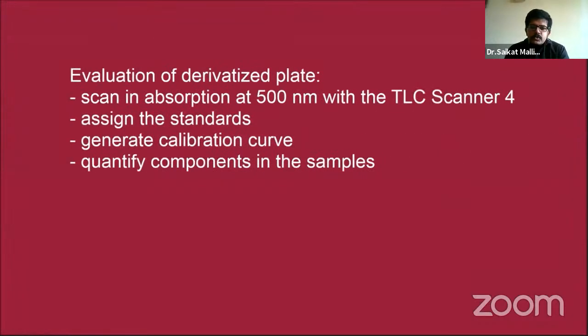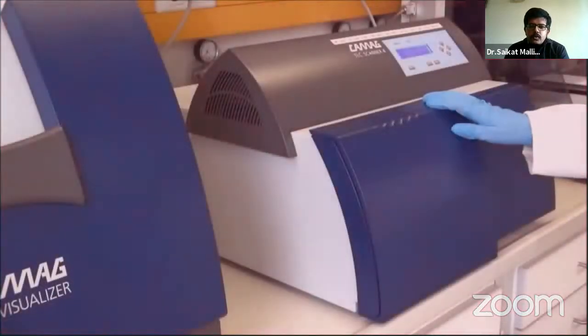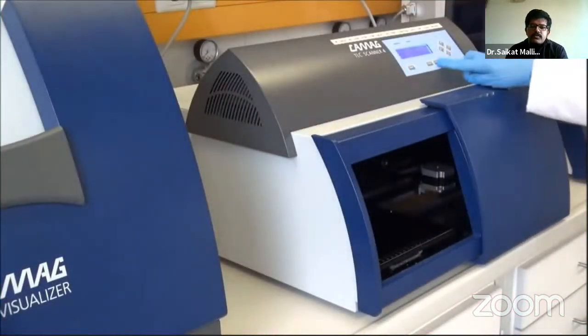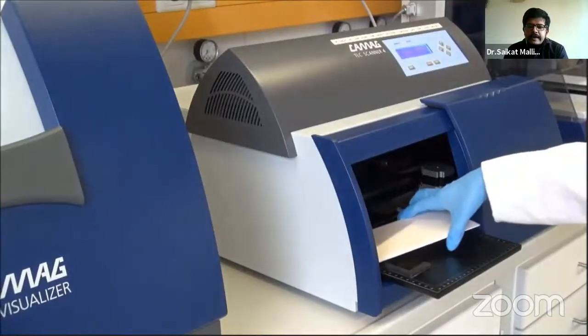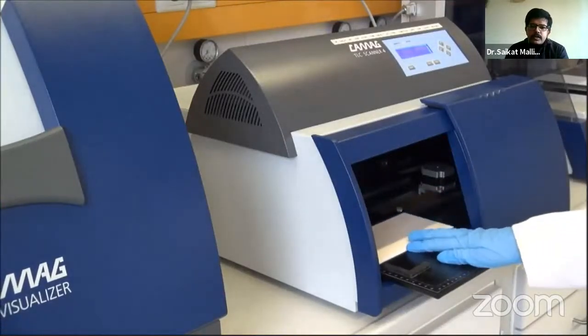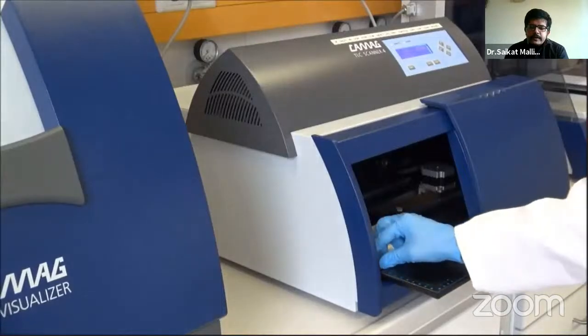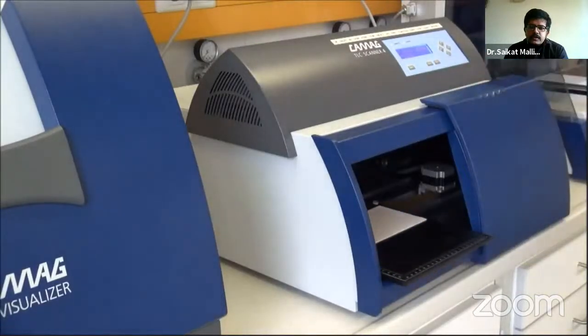Now the next step is to scan the plate at 500 nanometers. This is a selective wavelength of light. Like you have the VIBGYOR, so the white light has all the colors, violet, indigo, blue, red. So 500 is also one of the light aspects which is associated with the bluish color of light.